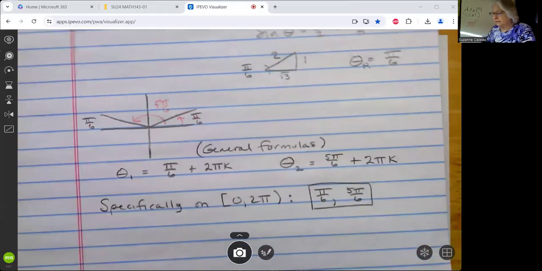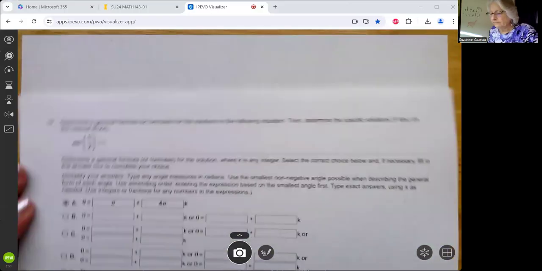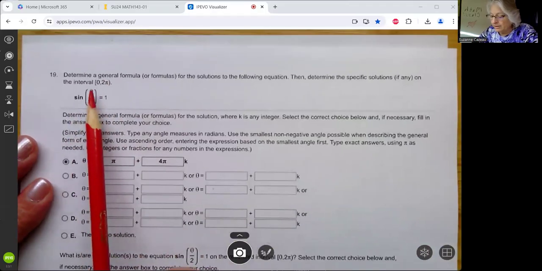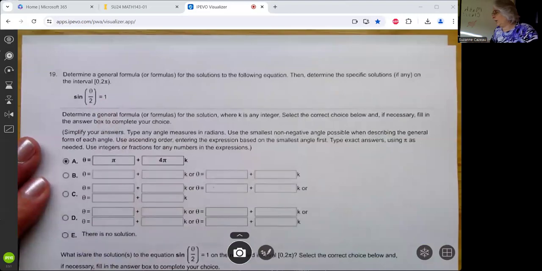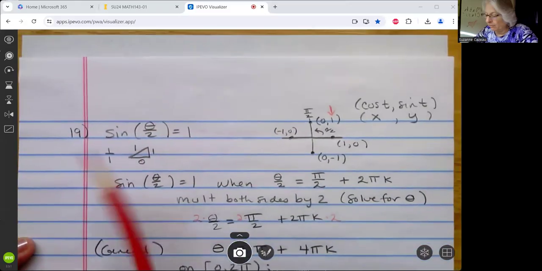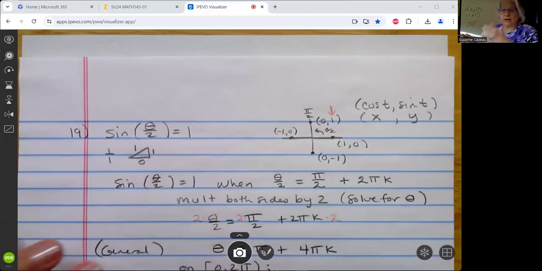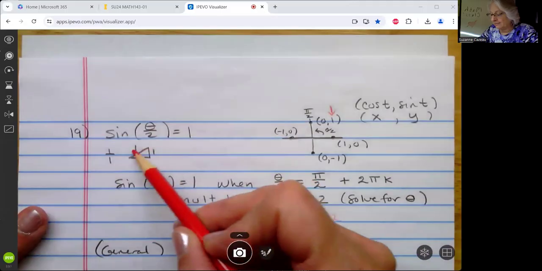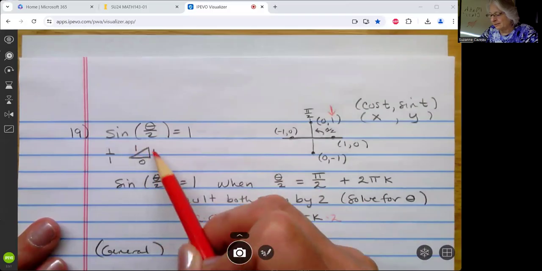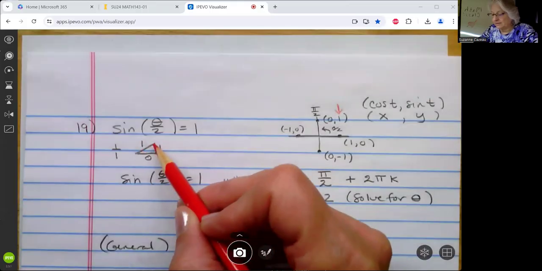Let's see. Number 19. Okay, so we got another one of these. Sine of alpha, or I'm sorry, theta over 2 equals 1. So sine of alpha over 2 equals 1. All right. So you could think of 1 over 1, opposite over hypotenuse, then it's like there is no x because these are the same distance.